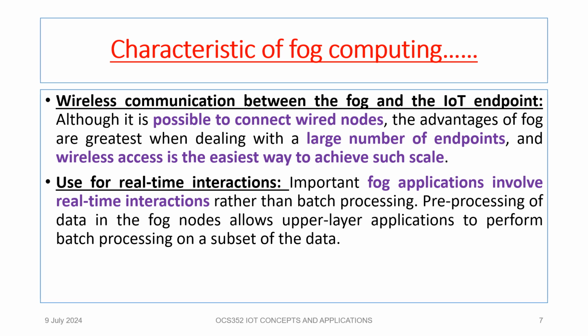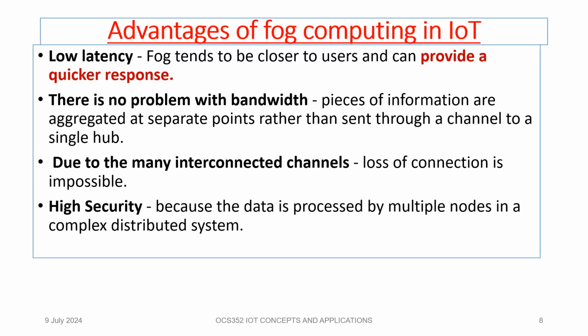Use of real-time interactions: important fog applications involve real-time interactions rather than batch processing. Pre-processing of the data in the fog nodes allows upper layer applications to perform batch processing on subsets of data. Advantages of fog computing in IoT: low latency.